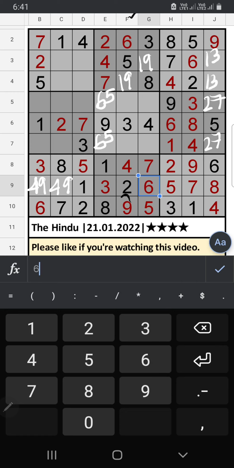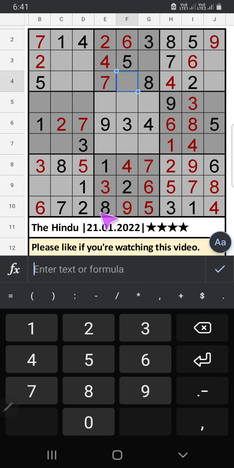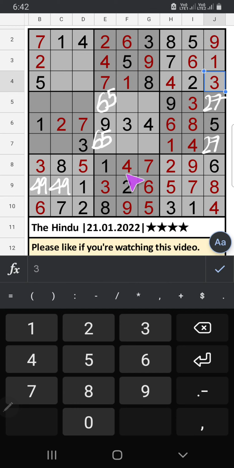Column F we have 9, so 9 can't come in this cell, 9 is confirmed here, then 1 is here. 4th row we have 1, so 1 can't come in this cell, then 1 is confirmed here, then 3 is here. Third row 2 numbers are remaining, 3 and 8. Column D we have 3, so 3 can't come in this cell, then 3 is confirmed here, then 8 is here.